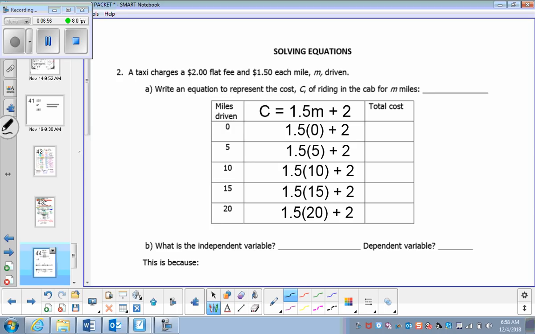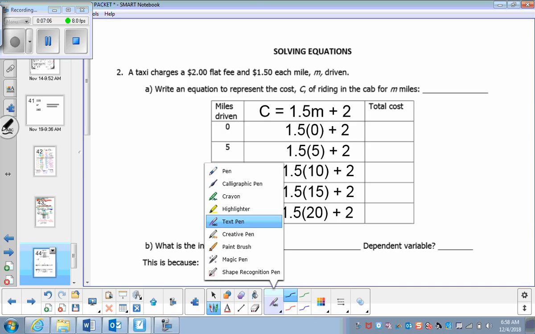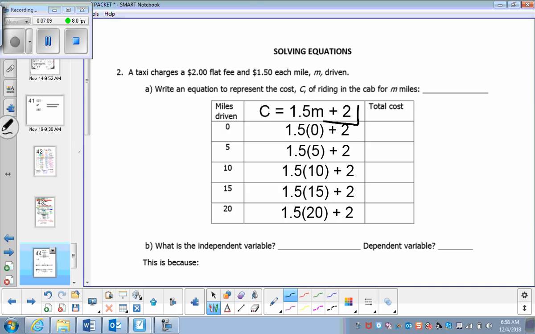In this scenario, we've got that a taxi charges a $2 flat fee and $1.50 for each mile driven. So what you can see here, that I have in the table, I have the equation written right here. The $1.50 per mile, again, that's how you figure out your coefficient. It's multiplied for each mile. And then you add the $2 flat fee.